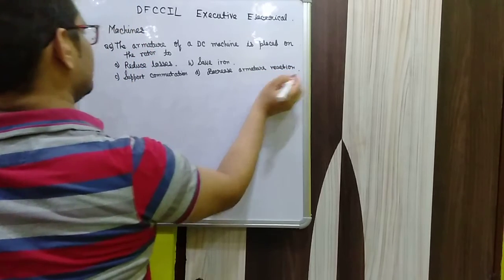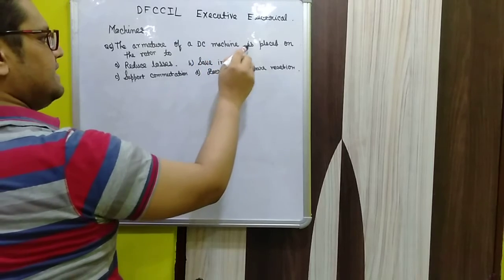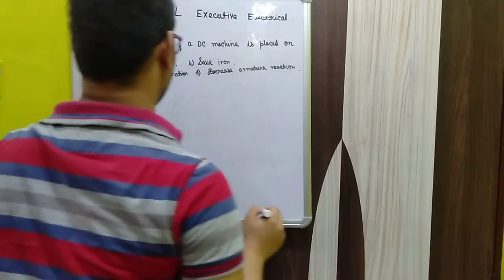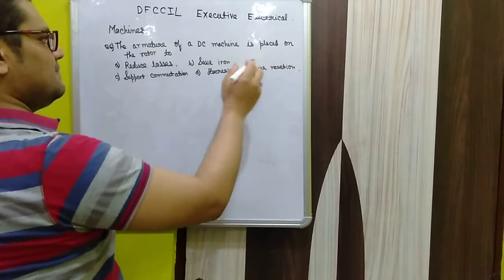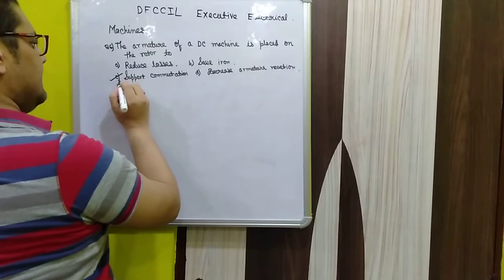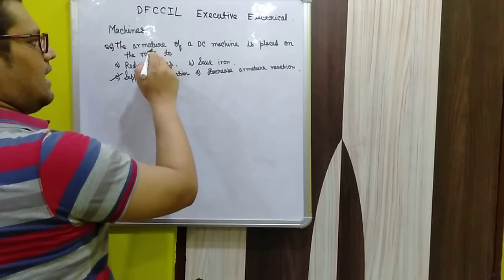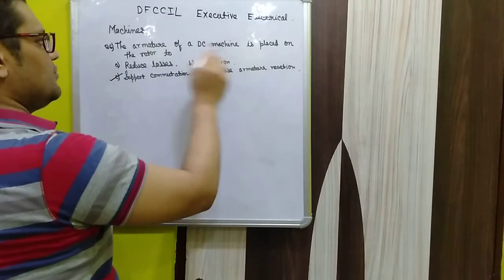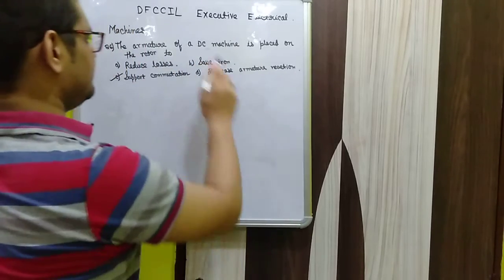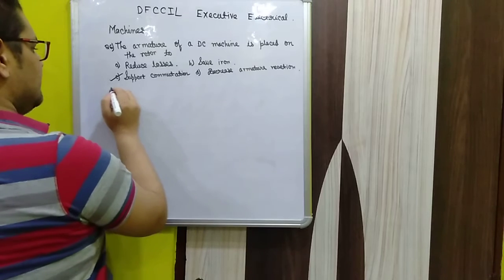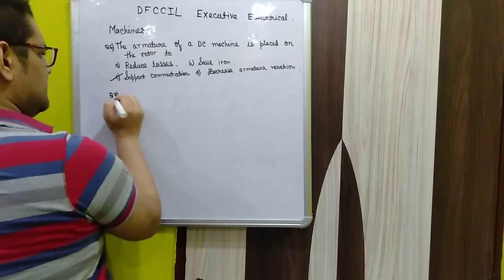So now you can see the armature of a DC machine is placed on the rotor. Why is it placed? Only one option will be correct, that is support the commutation. So to support commutation, the armature of a DC machine is kept on the rotor. I hope this is clear. It was a theoretical question. Now I go to question number 7.